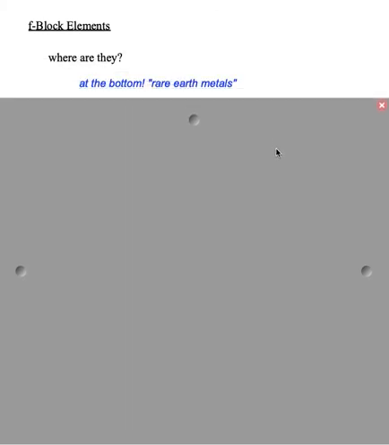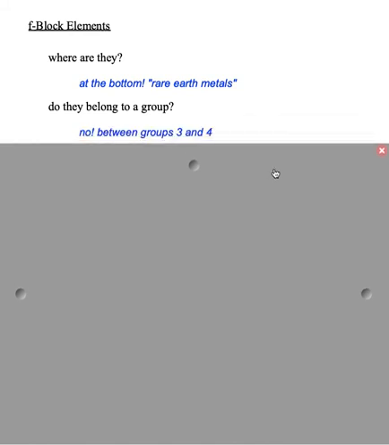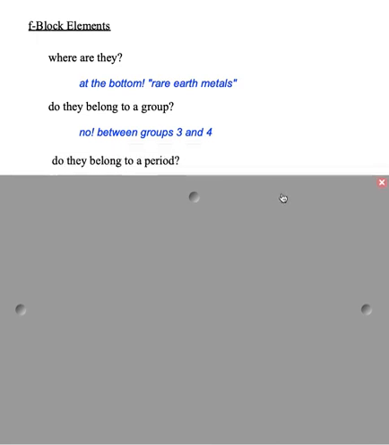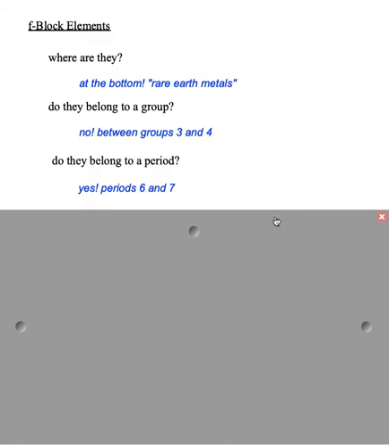Finally, the f block elements. Where are they? Remember, they're the ones we find in the 2 rows at the bottom of the periodic table, and we call them the rare earth metals or rare earth elements. Do they belong to a group? No. Remember, they are squished in between groups 3 and 4. Do they belong to a period? Yes, they do. They belong to periods 6 and 7.